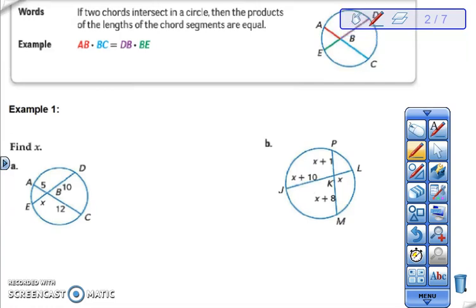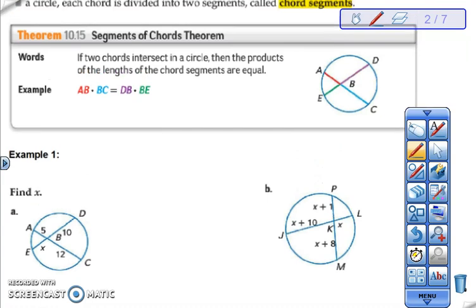In the first example we're looking at, we'll notice that we have two chords that intersect inside of the circle. So if the lines intersect within the circle, we will solve for the individual portions by multiplying the sections of each line. So AB times BC should give us the same value as DB times BE in the example in the box.